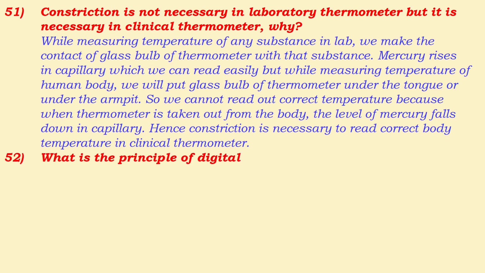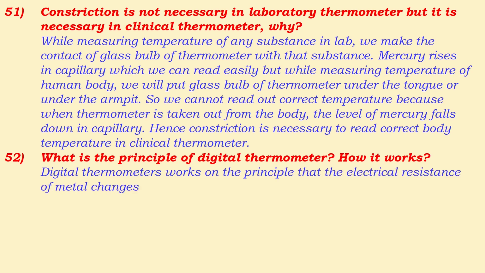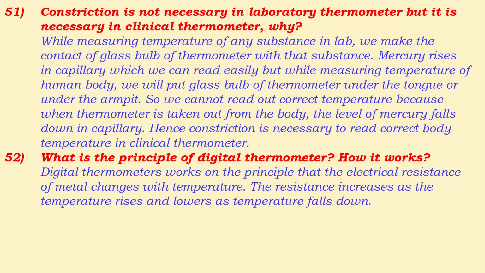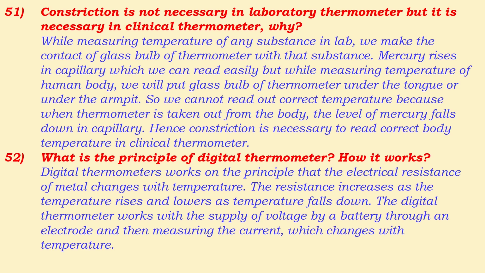Okay, next. What is the principle of digital thermometer? How does it work? There is another thermometer, digital thermometer, which is used as clinical thermometer. Digital thermometers work on the principle that the electrical resistance of metal changes with temperature. The resistance increases as the temperature rises and lowers as temperature falls down. The digital thermometer works with the supply of voltage by a battery through an electrode and then measuring the current, which changes with temperature. Okay, next.